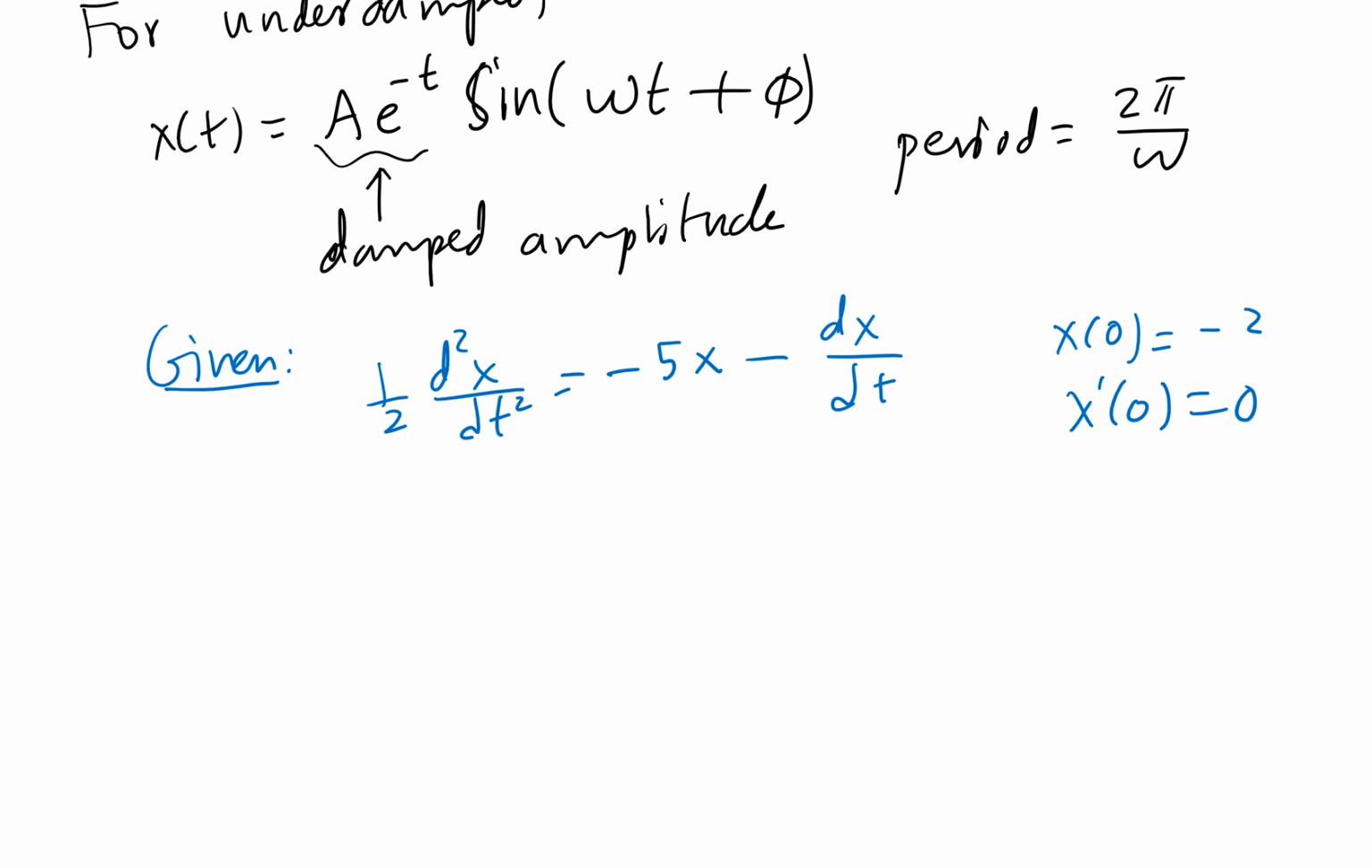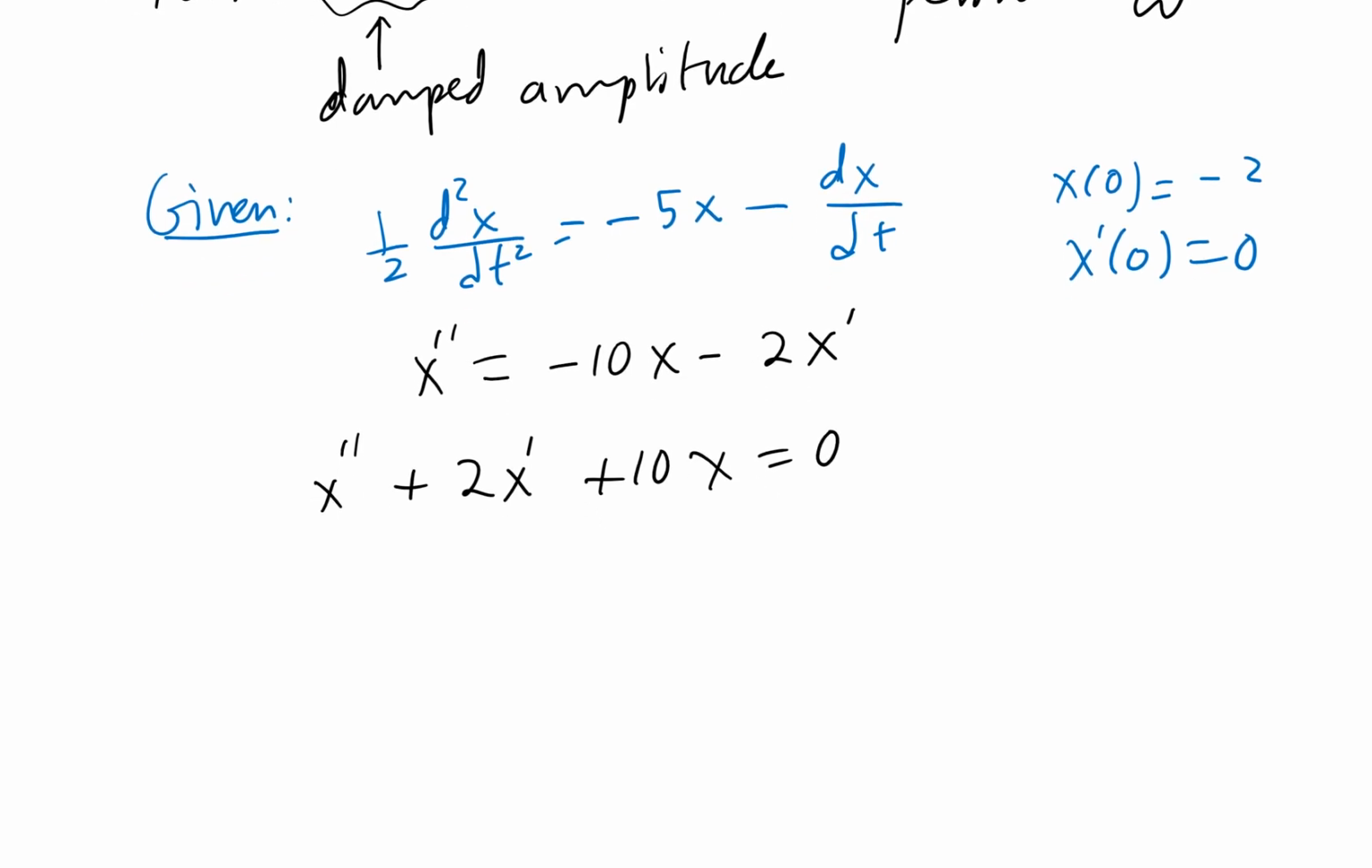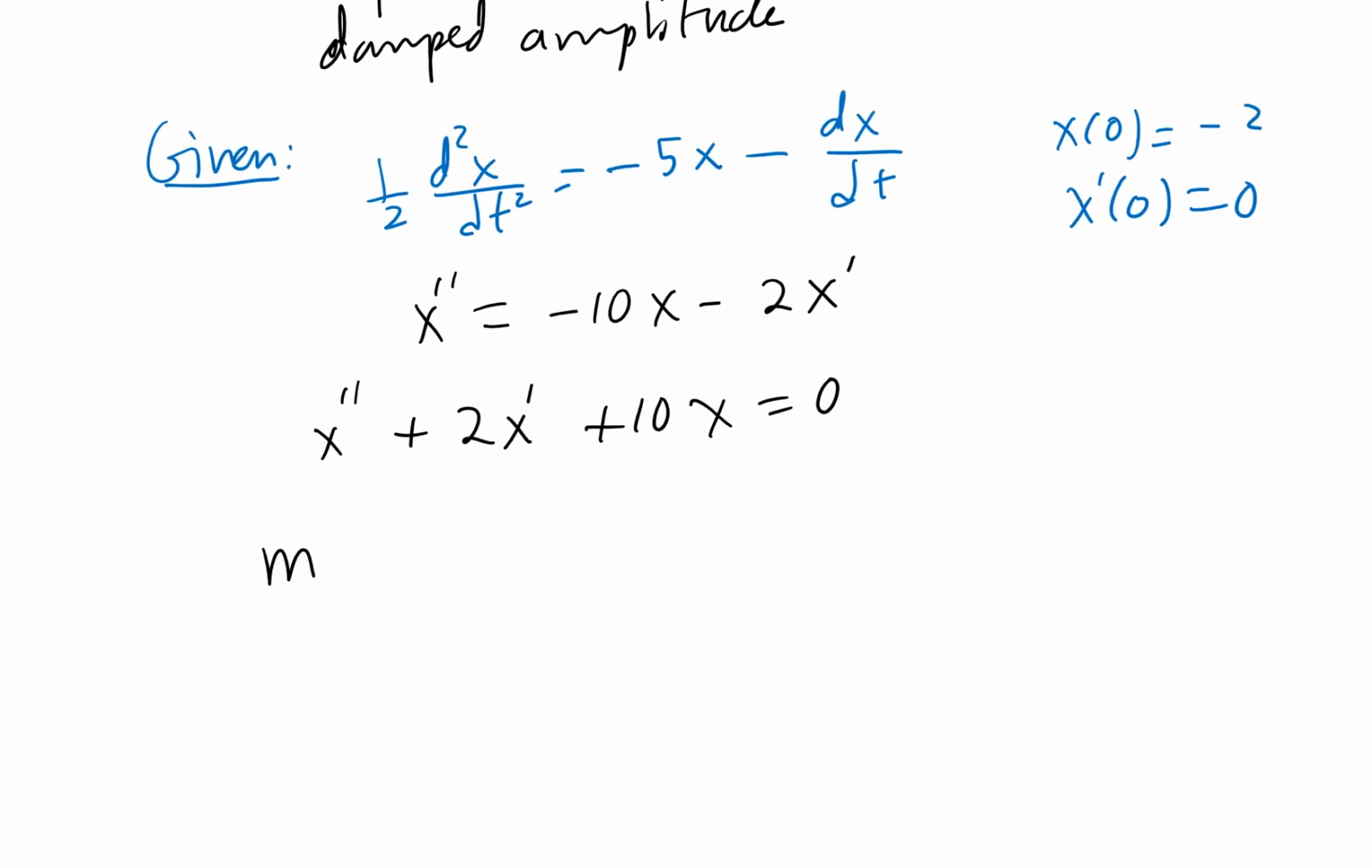The idea behind this is to see an alternative form of the solution. So what do we do here? We can multiply everything by 2 first and rewrite this for simplicity: x double prime plus 2x prime plus 10x equals 0. And we can get the characteristic equation of this, which is m squared plus 2m plus 10 equals 0.